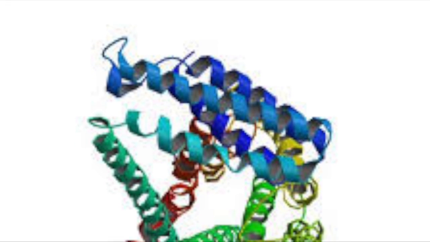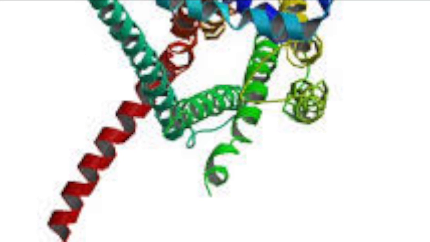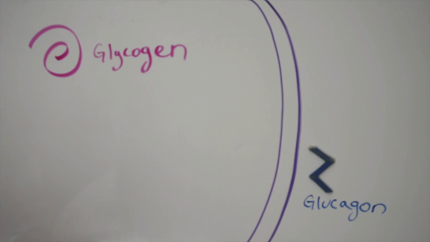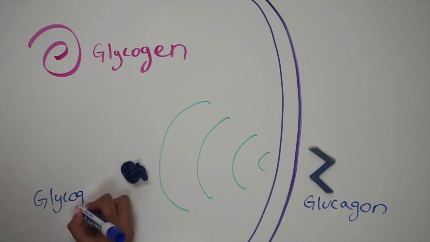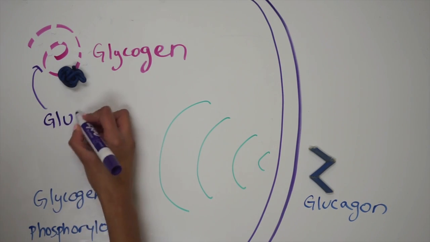Glucagon, another hormone, breaks down glycogen into glucose stored in liver cells to be released into the bloodstream. Glucagon stimulates the synthesis of glycogen phosphorylase through a transduction pathway. Glycogen phosphorylase breaks down glycogen into glucose and releases it into the bloodstream.